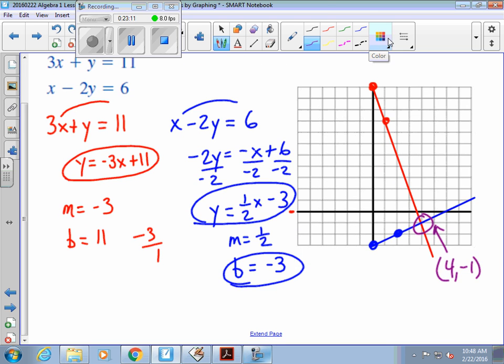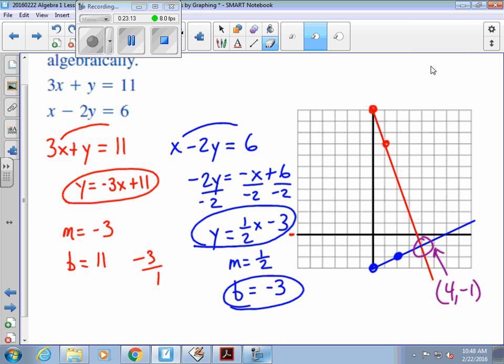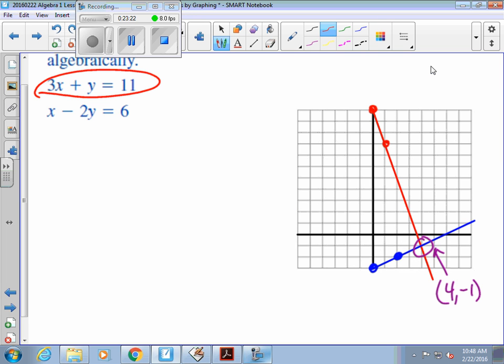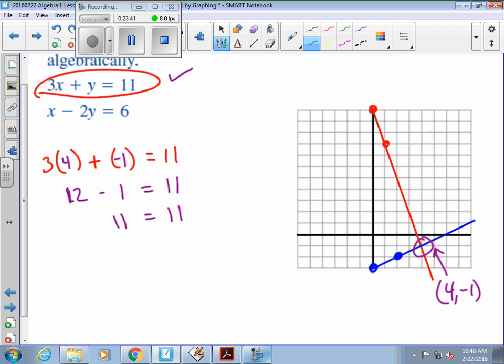Then take those two numbers, x and y, just like we did on the bell work, plug them into both of the original equations and see if it's a solution to the equation. So this first one, 3x plus y equals 11. We can see when we plug in 4 in place of x and negative 1 in place of y, 3 times 4 is 12, plus a negative 1 means minus 1. This gives us a true statement. 11 is equal to 11. Therefore, it is a solution to that one.